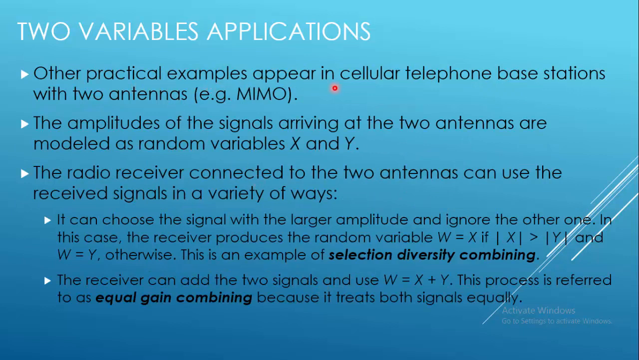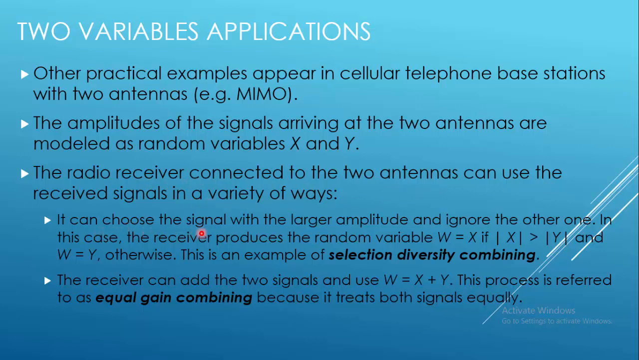Other practical examples appear in cellular telephone base stations with 2 antennas, which is called MIMO. The amplitudes of the signals arriving at the 2 antennas are modeled as random variables x and y. So here we have multiple antennas, and in that case x and y are representing 2 different amplitudes of the signals arriving at 2 antennas. The radio receiver connected to the 2 antennas can use the received signals in a variety of ways.